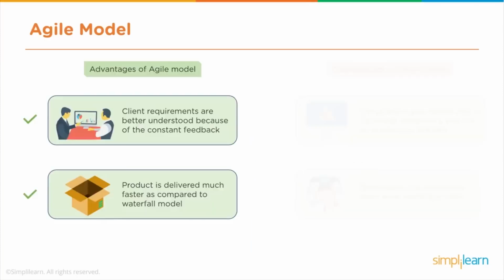The key advantages you have of running a sprint with Agile is that the client requirements are better understood because the client is really integrated into the Scrum team. They're there all the time. And the product is delivered much faster than with a traditional waterfall model. You're delivering features at the end of each sprint versus waiting weeks, months, or in some cases years for a waterfall project to be completed.